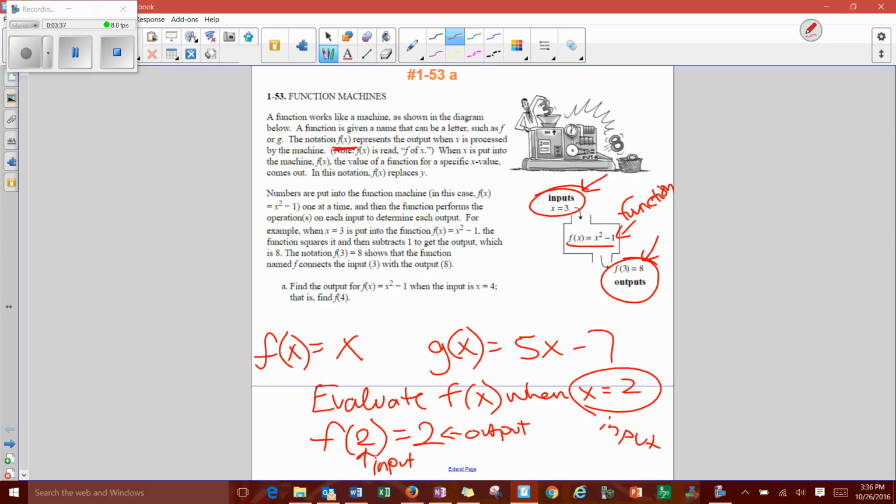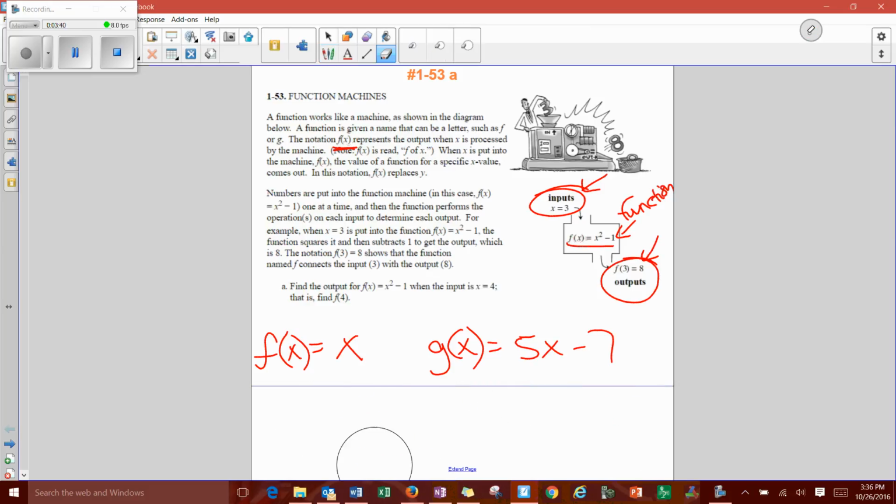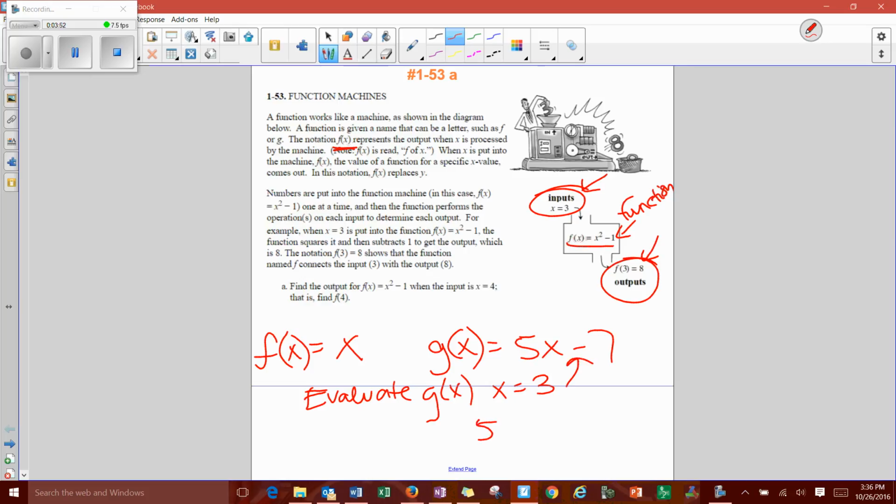So let me ask you another question. What if I said evaluate g of x when x equals 3? That means that you would plug in 3 right here. So 5 times 3 minus 7, so 15 minus 7, and I'm running out of room. So 15 minus 7 is equal to 8, okay? Now, again, to get fancy, I could say that this was g of 3. And therefore, g of 3 is equal to 8. Again, 3 is my input, 8 is my output. That's all that says, okay?